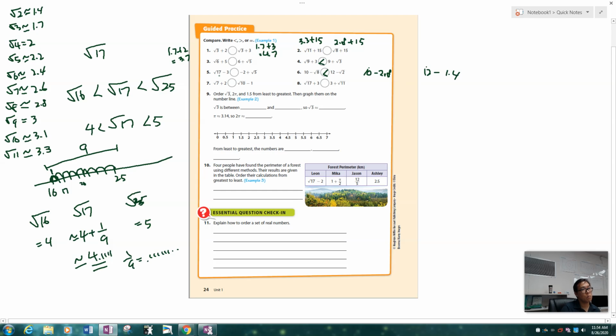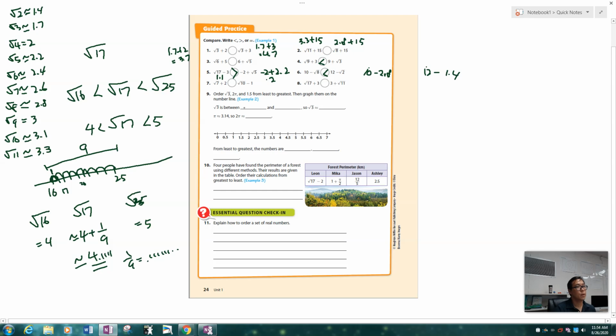Right, so 4.1 minus 3 is approximately 1.1. And square root of 5 was 2.2. So negative 2 plus 2.2 is approximately 0.2. So this guy is bigger.